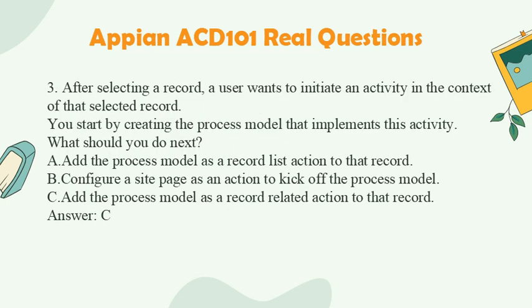3. After selecting a record, a user wants to initiate an activity in the context of that selected record. You start by creating the process model that implements this activity. What should you do next? A. Add the process model as a record list action to that record. B. Configure a site page as an action to kick off the process model. C. Add the process model as a record-related action to that record. Answer: C.